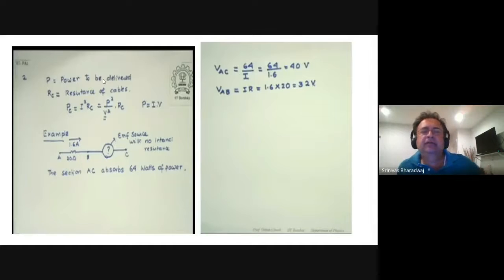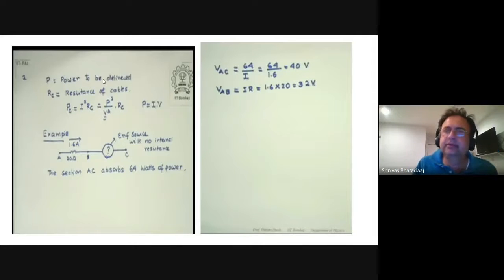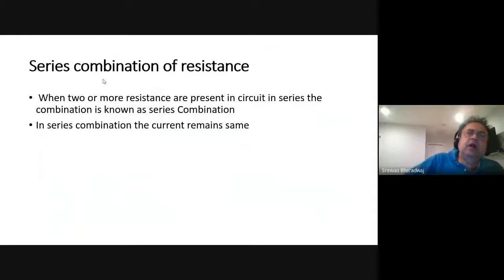Therefore, the 1.6 is the current times the resistance 20, therefore VAB is 32. Okay, so now what we're going to look at is a series combination of resistance.